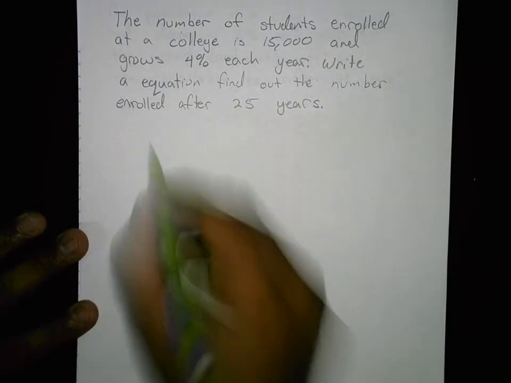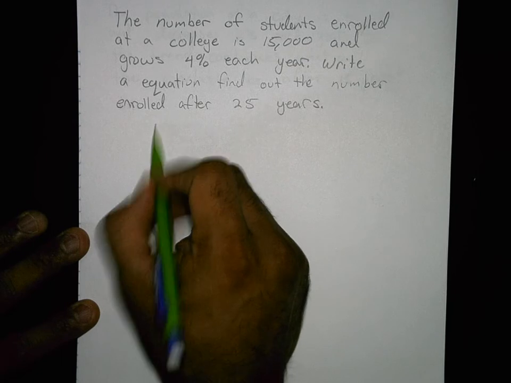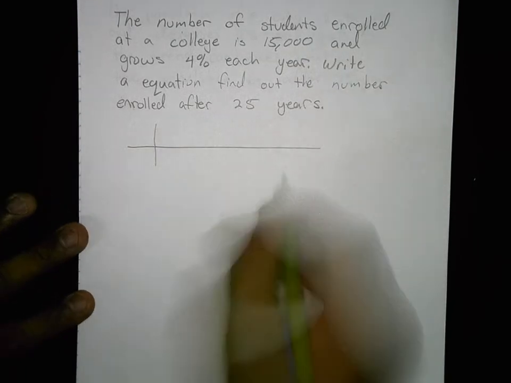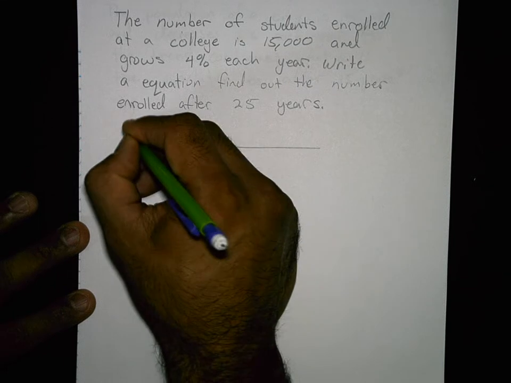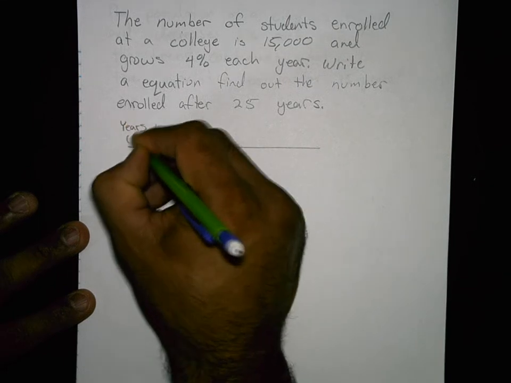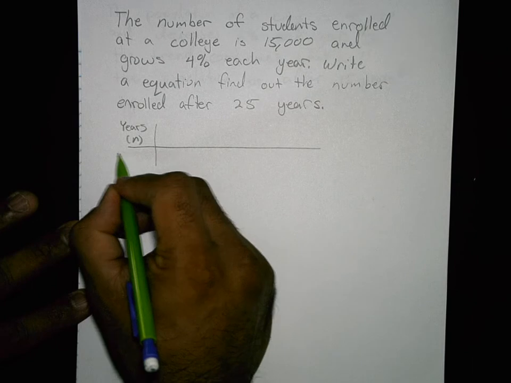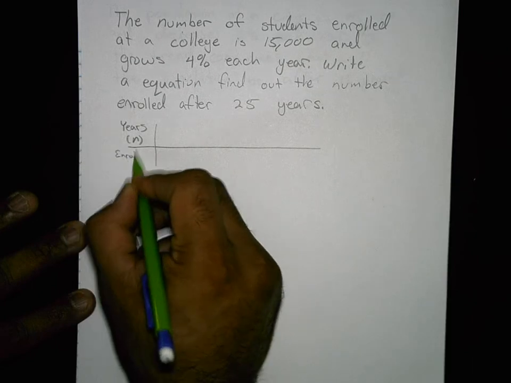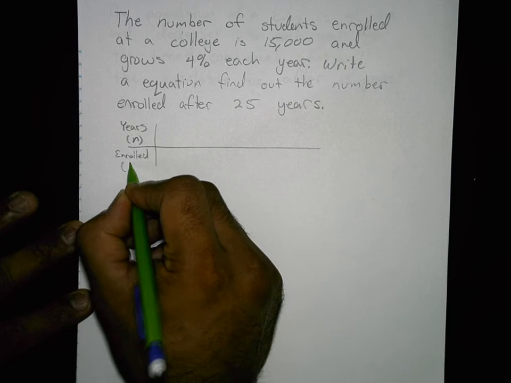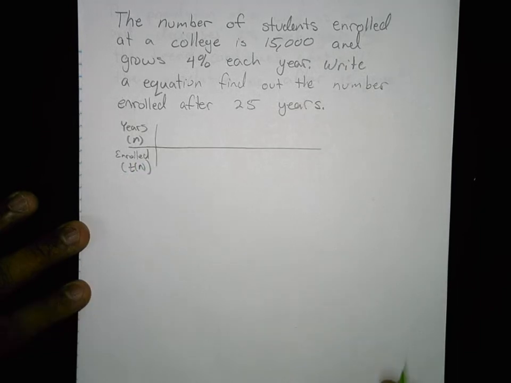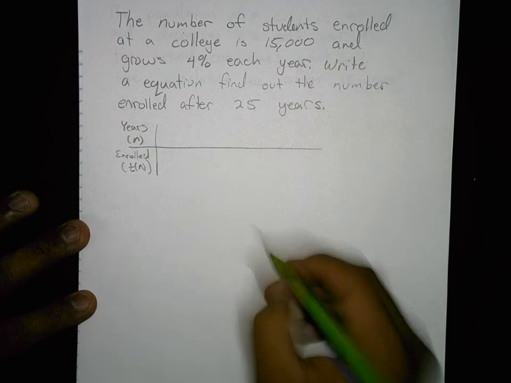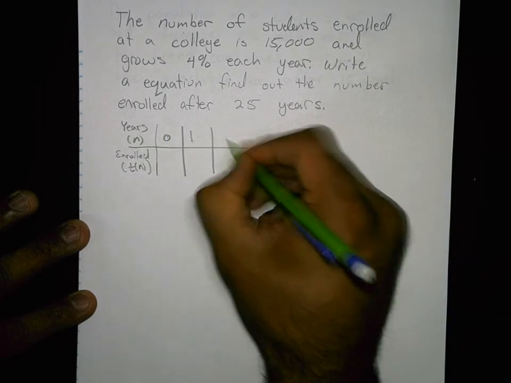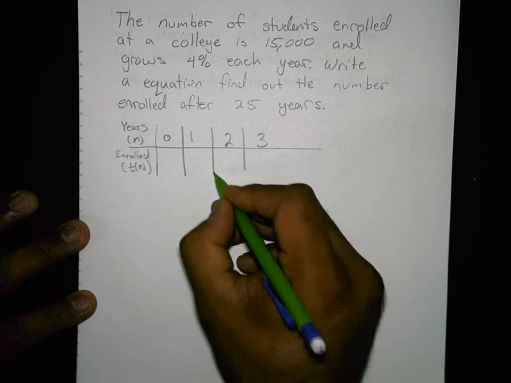So I'm going to make a table out of this. I'm going to go ahead and set this up. And we can number these as years. That's our n value. And enrollment, or students enrolled, that's going to be my T of n. So I've got year 0, 1. I'm not going to go all the way to 25. I'm going to use the equation to do that, but I'm just going to get a couple set up here.